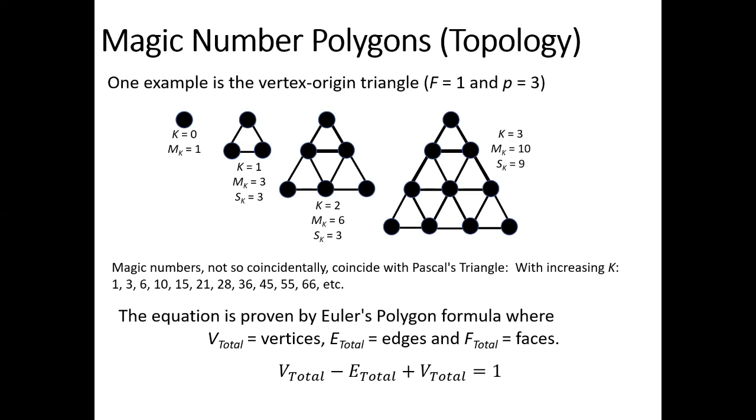However, when K equals 3, we have our first central atom. MK is 10 and SK is 9. And this is just a nice simple polygon. Obviously this vertex origin triangle is a polygon made up of other triangles.